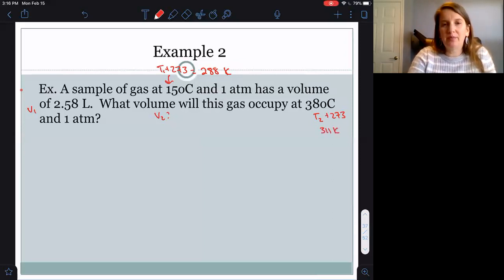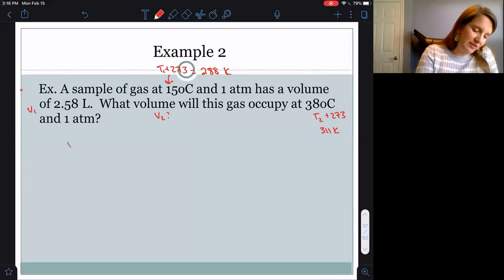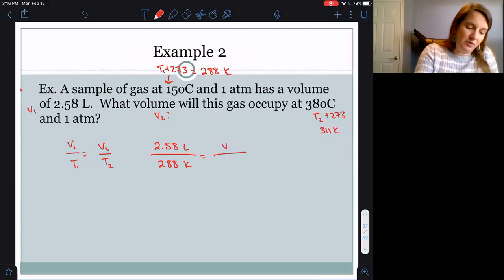Now, because we're only worried about the V's and the T's, we can actually ignore everything else in that combined gas law equation. So we have V1 over T1 equals V2 over T2. So our volume 1 was 2.58 liters. Our T1 was 288 Kelvin. Our V2 is what we're solving for, and our T2 is 311 Kelvin.